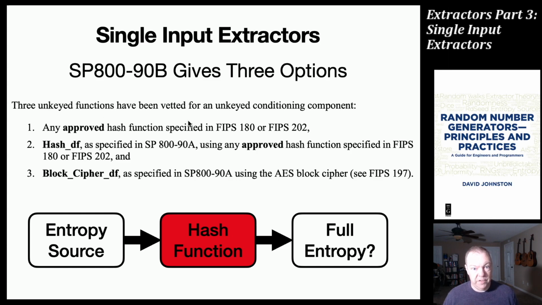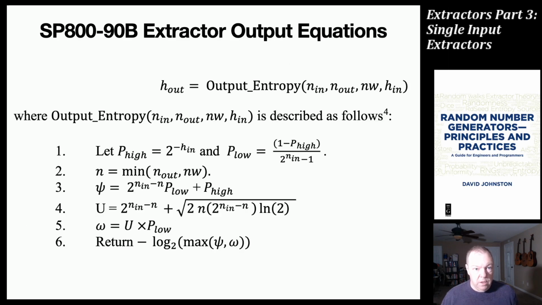So we'll look at this first case, and what we have is exactly the diagram we had early on in this video of we have an entropy source, we have a hash function, and hopefully we get full entropy out, and it's a single input algorithm. So do we get full entropy out?